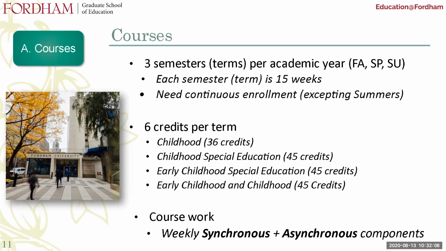Generally, as a student, you will take 6 credits per term. If you are in the childhood track, you need 36 credits to graduate. If you are in the childhood special education, early childhood special education, or early childhood and childhood tracks, you need 45 credits to graduate. Your coursework consists of weekly synchronous and asynchronous components.